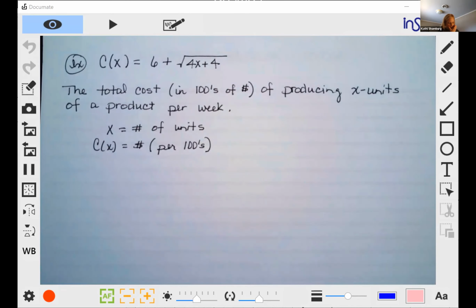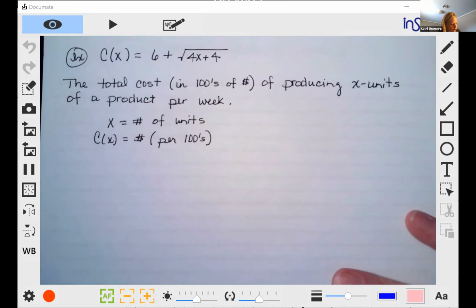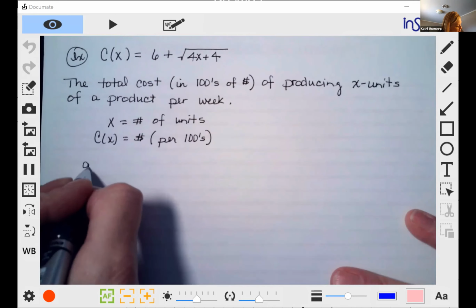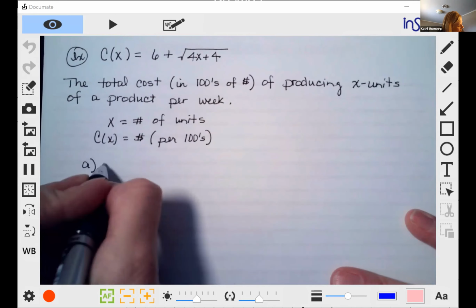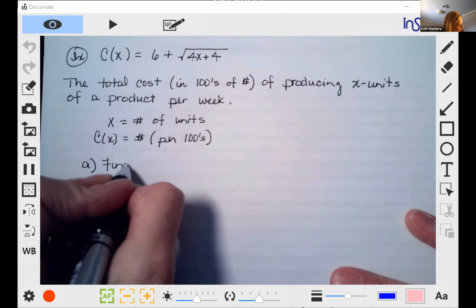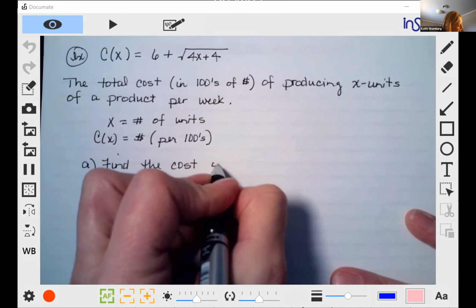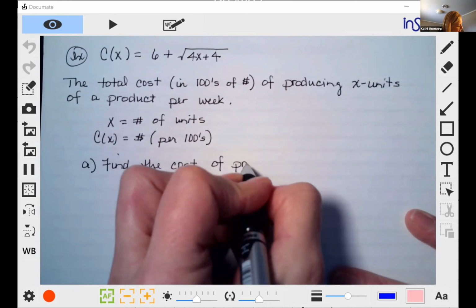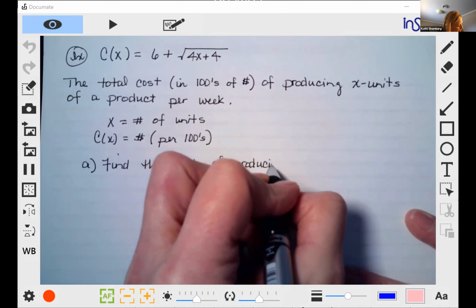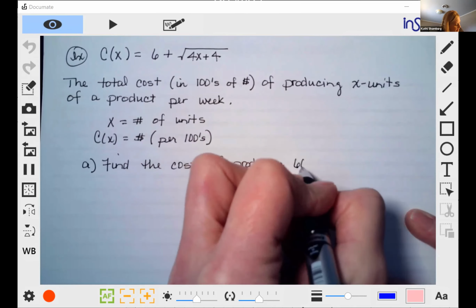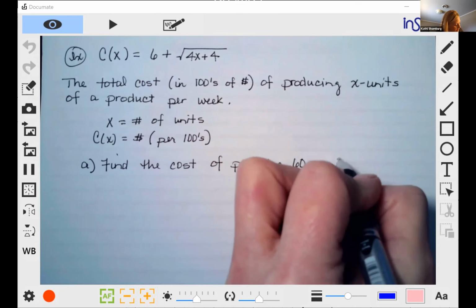Okay. All right, so I'm going to ask you, or you'll be asked, to do 3 things. 1, find the cost of producing 60 units.